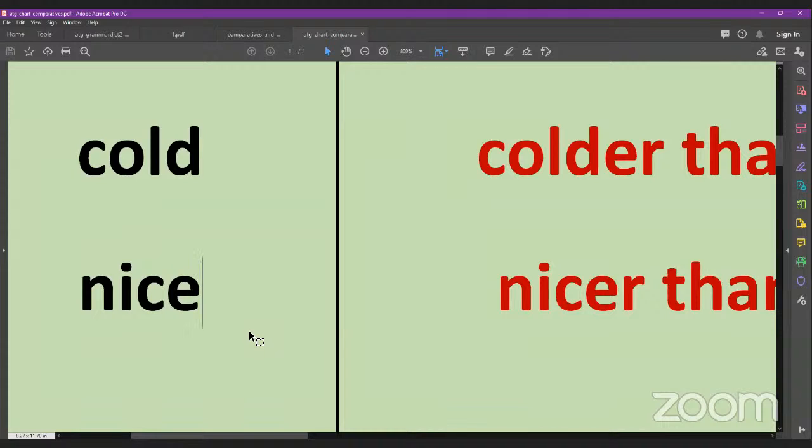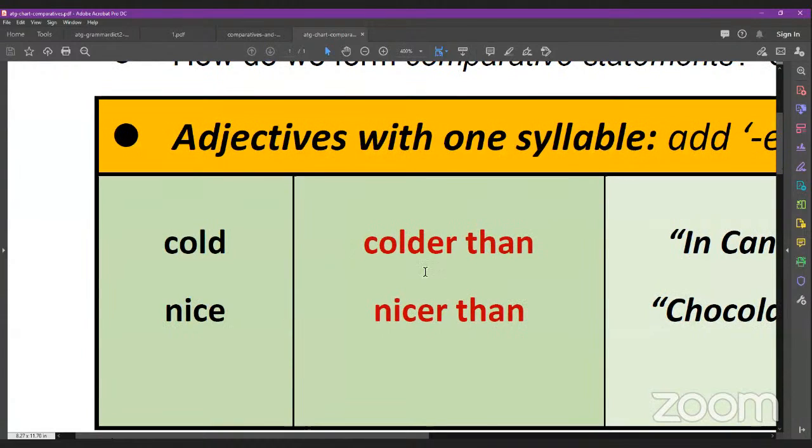What do we need to do to switch from positive to comparative? Well, we need the suffix er. For example, cold, colder than. Nice, nicer than. This is the way to work with comparative adjectives.